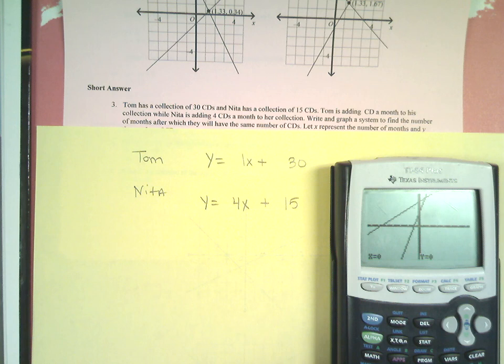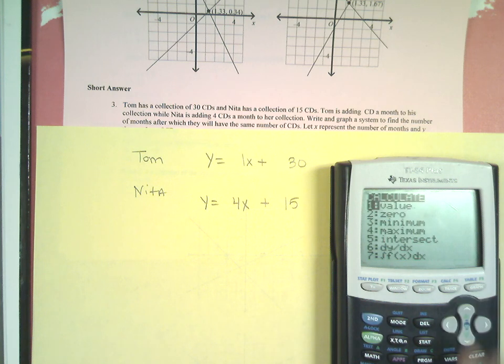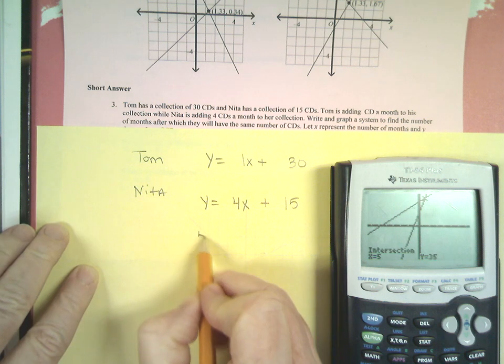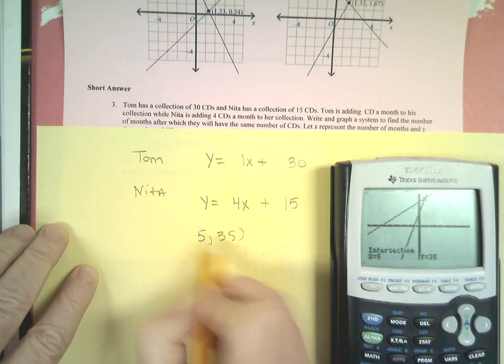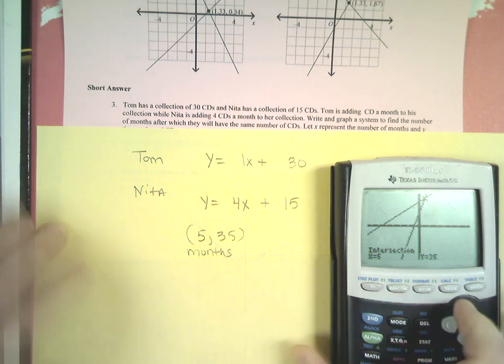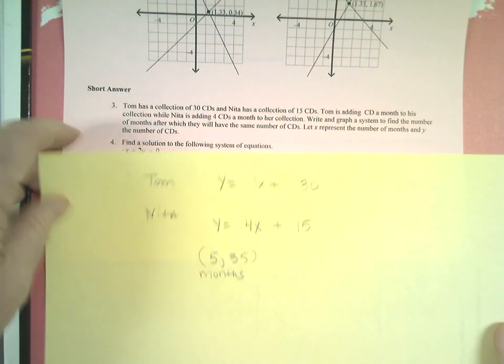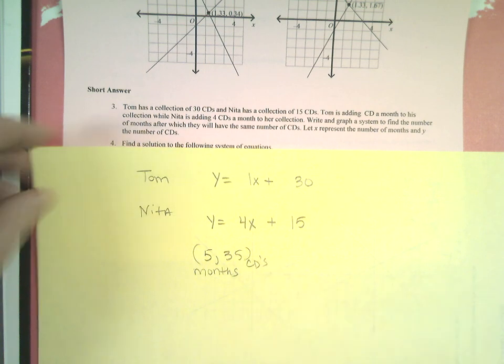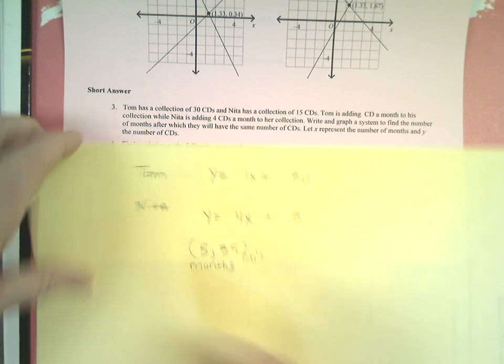If I can see it, the calculator can see it. So I'm going to have the calculator figure that out. I'm going to tell it to calculate the intersection. It's going to say, is this the first curve? Yes. Is this the second curve? Yes. And then I'm going to get really close there. Is that the guess? So the guess is 5, 35. So that would be 5 months and 35 CDs. So that's the answer to number 3.